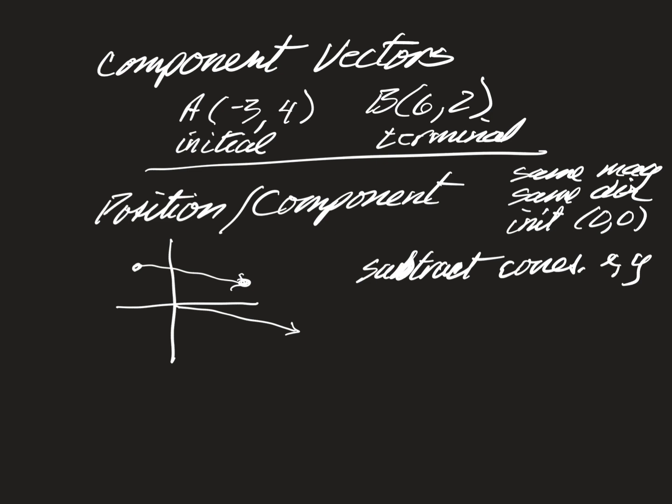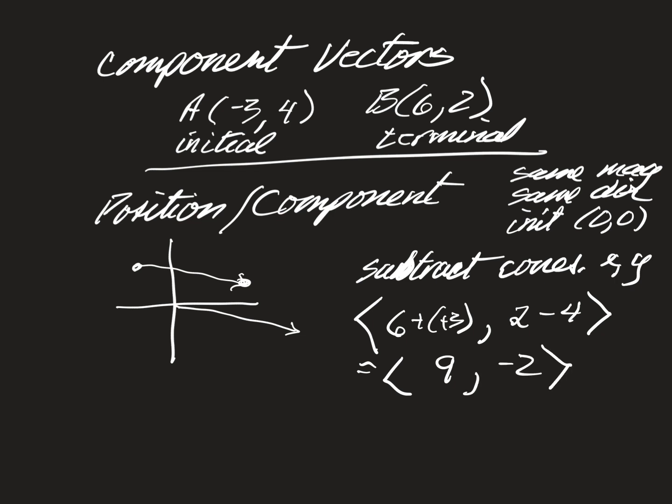And so from the terminal point, we do the X's first, and this is now a vector, so we'll go 6 minus a -3, and then we'll do 2 minus a 4. So it's always terminal minus initial point, and that gives us a vector. 6 minus a -3 is 6 plus 3, 9, and then -2. And if you look, this vector looks approximately like 9, -2. Okay, that's all you have to do for that type of problem. Let's go to the next one.